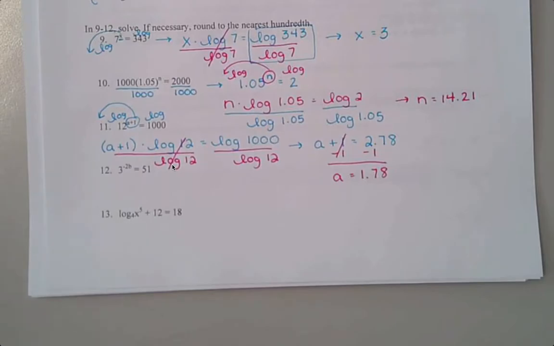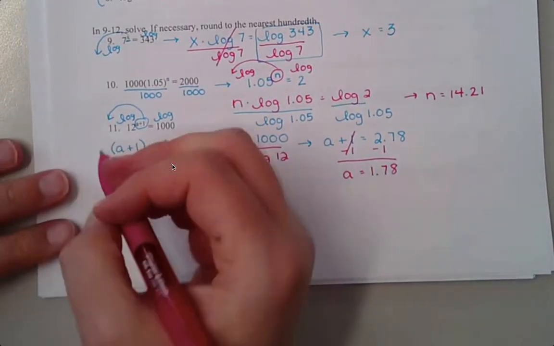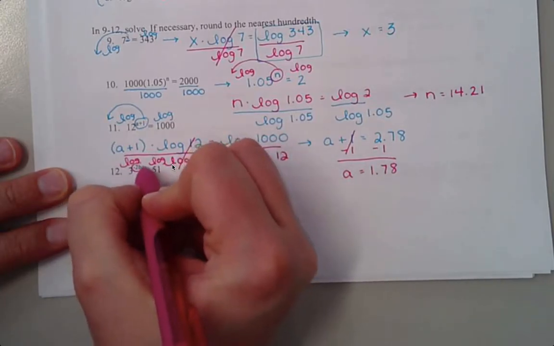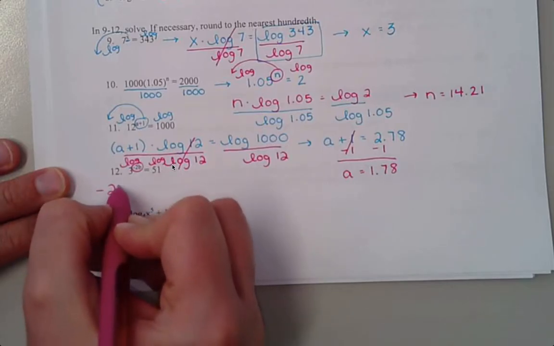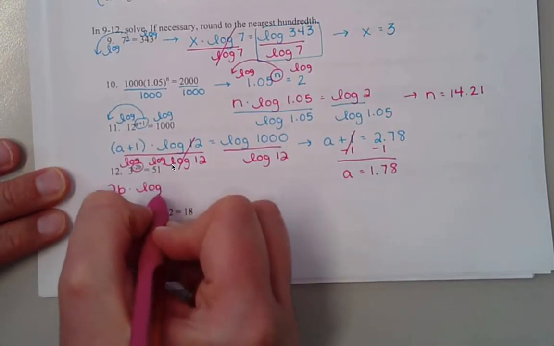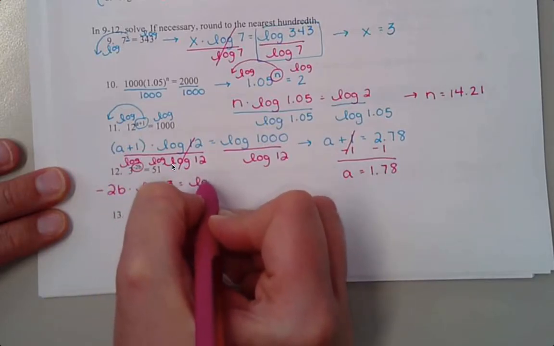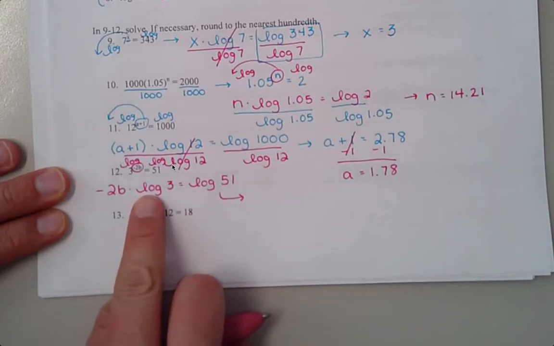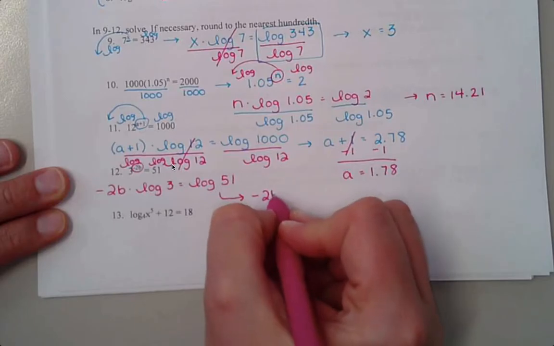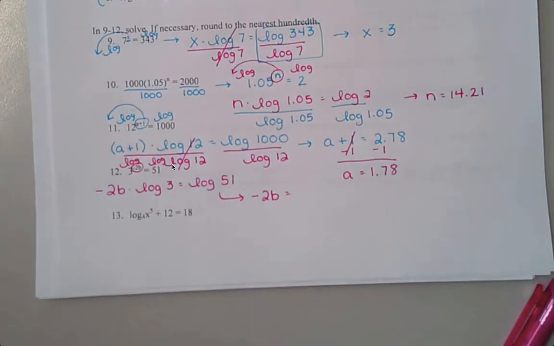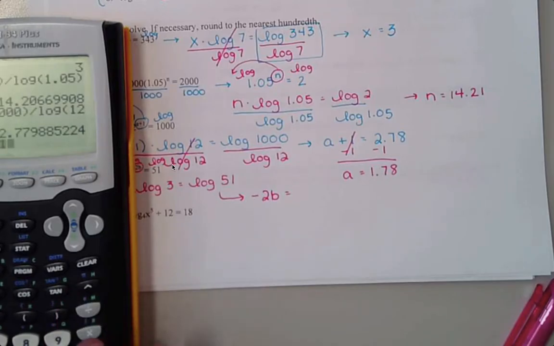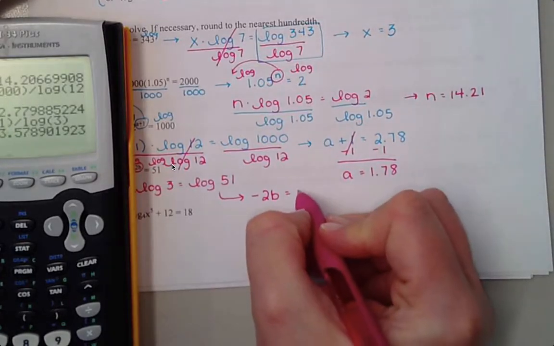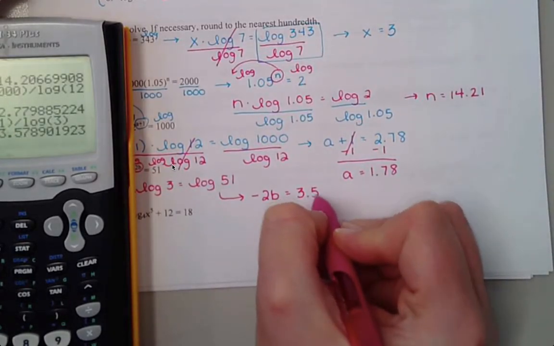Okay, number 12, let's start it the same way. I'm going to take log on each side. Log, exponent down in front, so negative 2b times log 3 equals log 51. Taking a little bit of a shortcut here. I'm dividing by log 3, so I end up with negative 2b equals, sorry, just run a little low on space here. So log 51 divided by log 3 is 3.57, or 3.58, I guess, if I round.